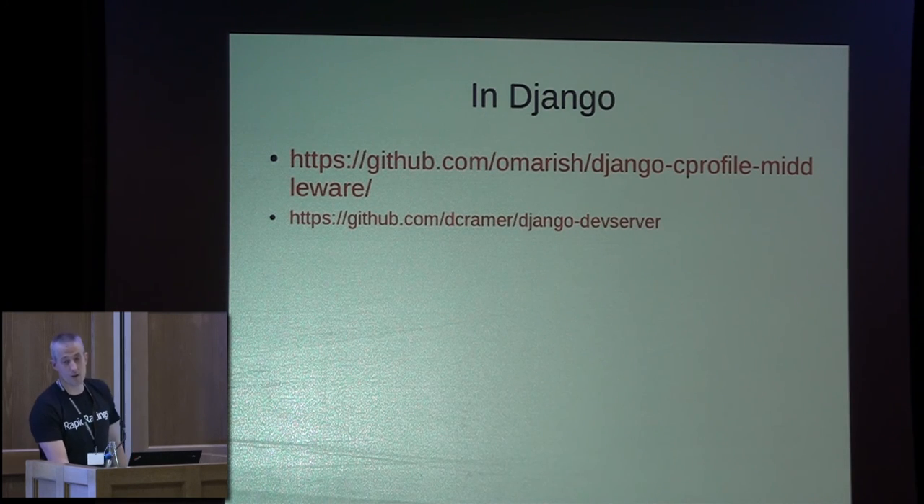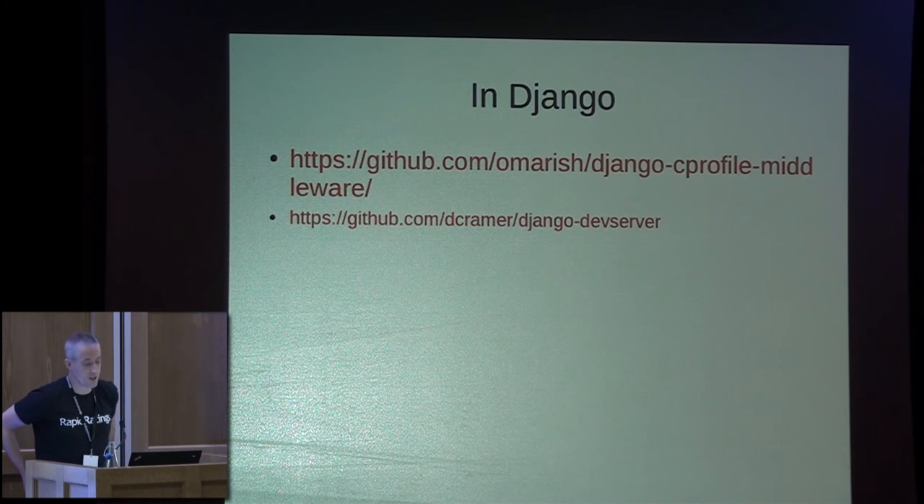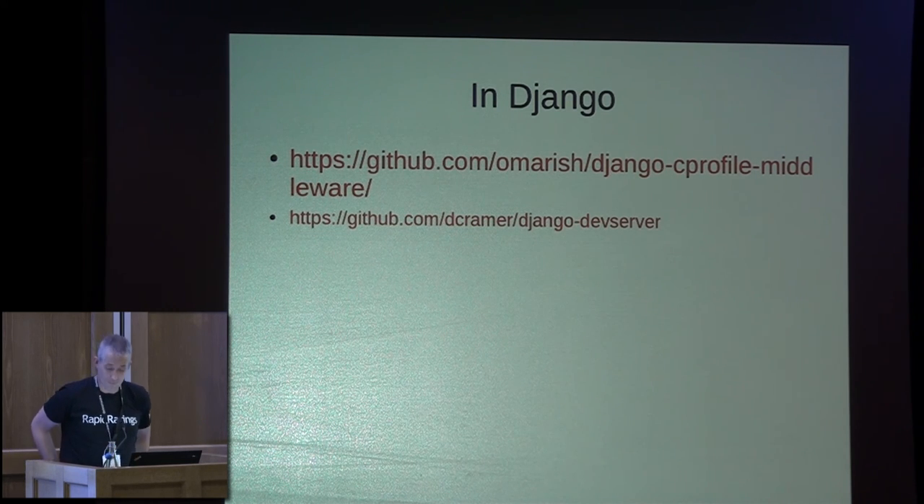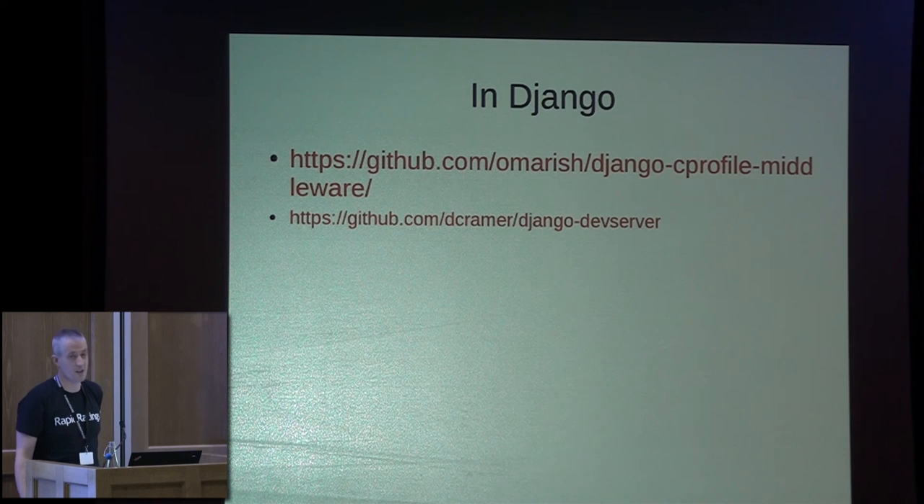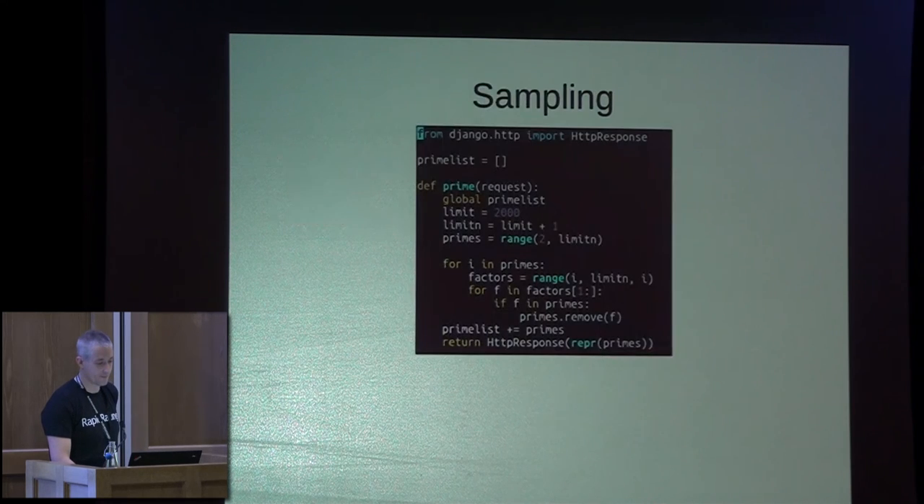There are two ways to hook cProfile straight into Django. I don't really use either of them regularly. This is Django cProfile middleware, which is a piece of middleware you can load into Django, which will automatically generate those output files every time you hit it. And there's an alternative to runserver called Django Dev Server, which is much nicer, multi-threaded, and has cProfile support built in. Really not that big an advantage over the built-in Django toolbar panels.